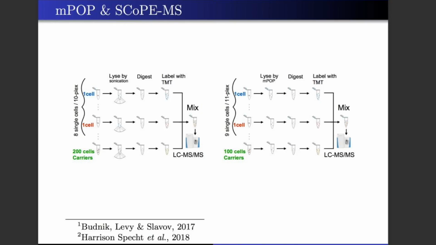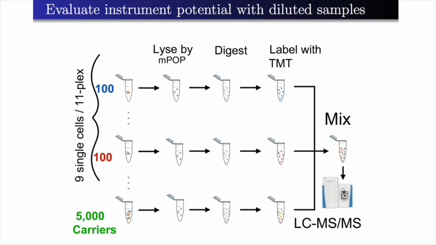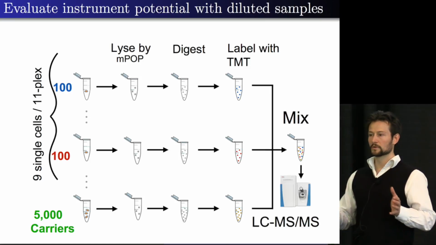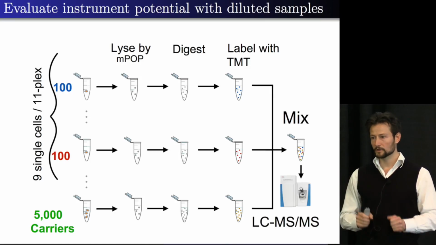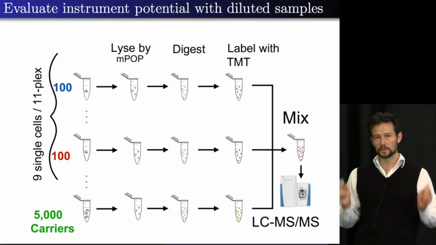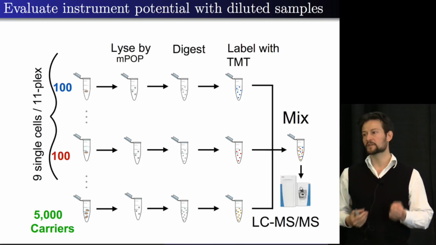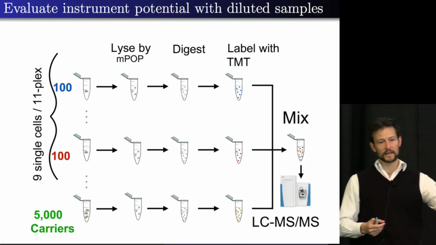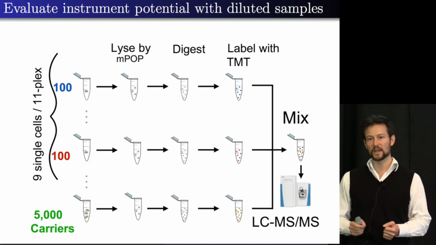And I'm going to tell you about results from having prepared a sample that looks a lot like a single cell sample, except that we have put 100 times more material. So what would be a single cell channel, we put 100 cells. And what would be a carrier channel, we put 5,000 cells. Now, the reason why we did that is because we wanted to have a standard sample that then we can dilute into 100 different dilutions and be sure that those dilutions are the same, that we don't have genuine single cell variability.